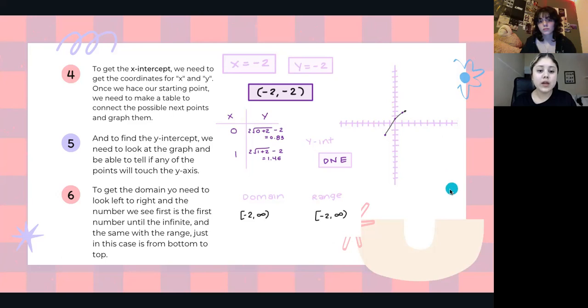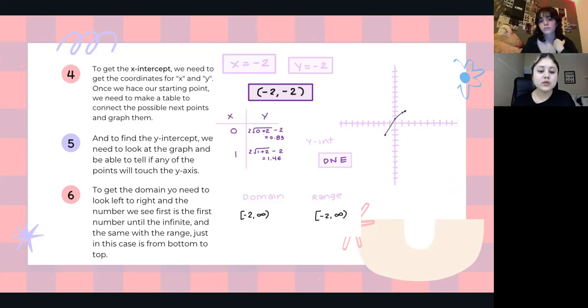And to find the y-intercept, we need to look at the graph and be able to tell if any of the points will touch the y-axis. So we can see there are no points that are going to touch the y-axis, so the y-intercept does not exist.